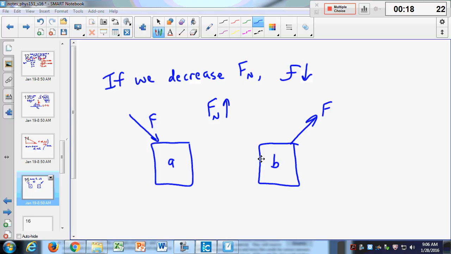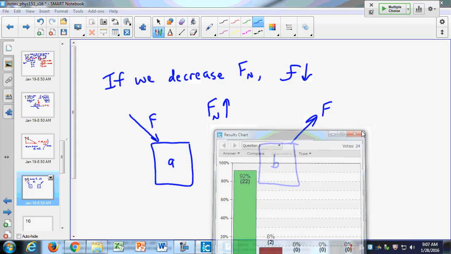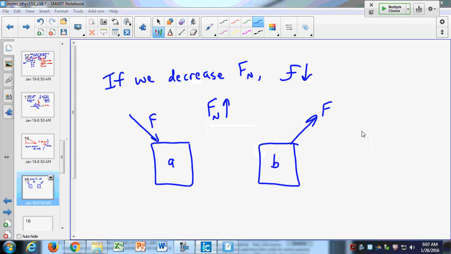All right, I'll stop at 23. Almost everybody is here today. That's awesome. A is the right answer. Very good. Because I have this extra force that's pushing down, it's just like the pin. If I push down with a force, it increases the normal force.